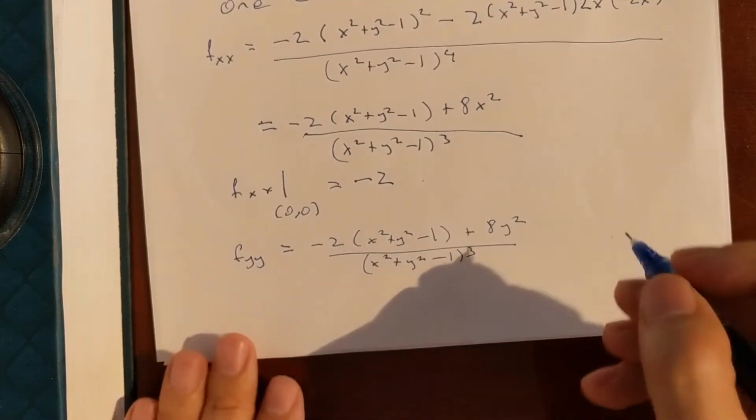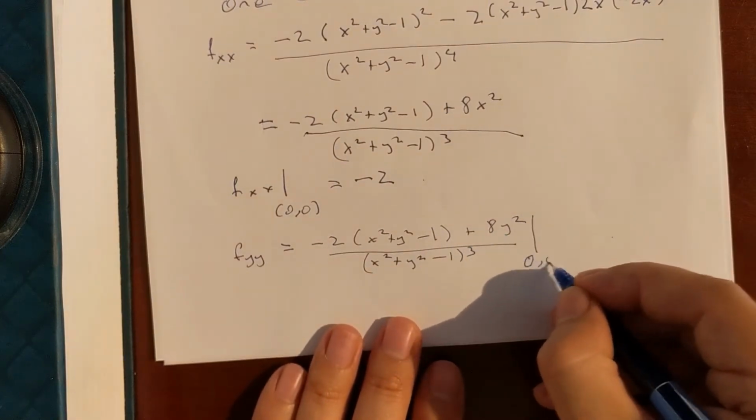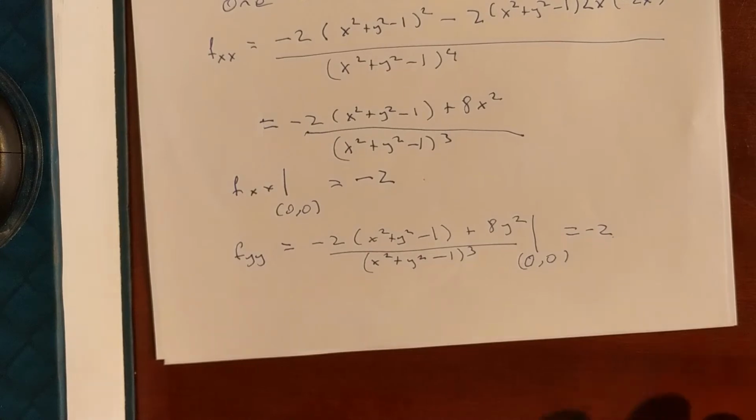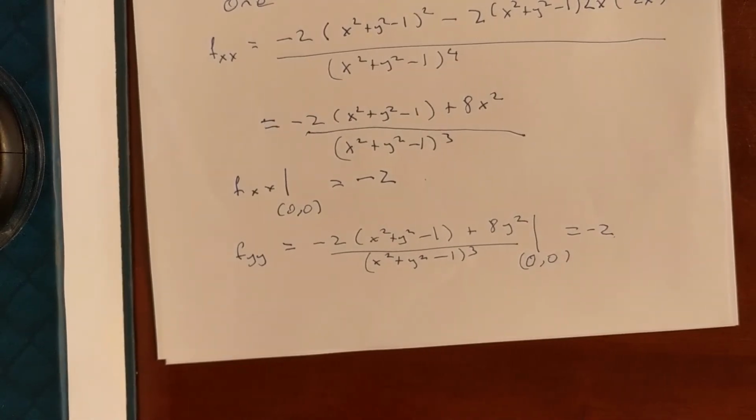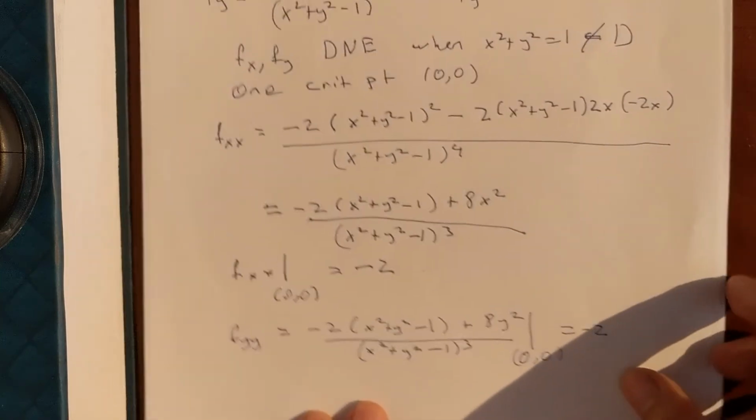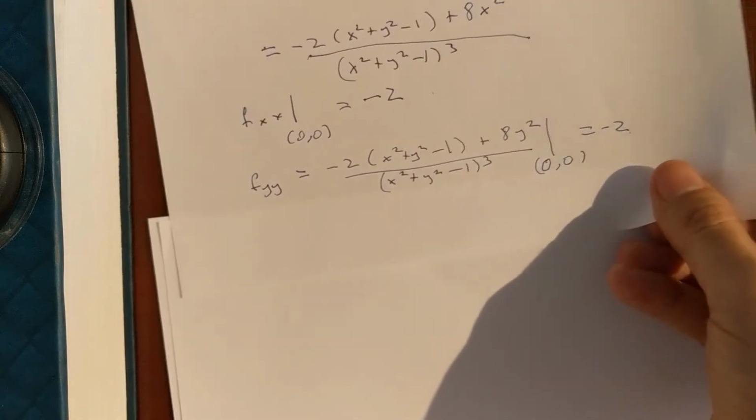Cubed. Okay, so if we evaluate this again at 0, 0, we're going to get the same answer. They're heading the same direction, it looks like, so that's good news for us. Okay, so now let's go on to the next page and try to find the partial fxy.